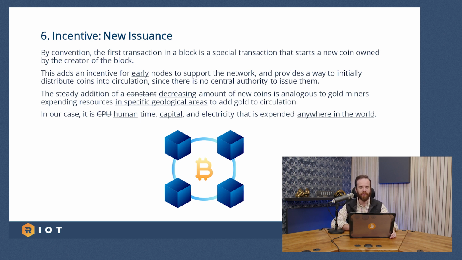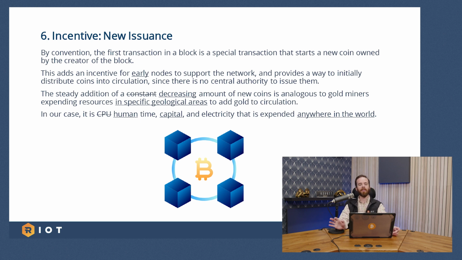So then he wrote, the steady addition of a constant amount of new coins. And so here, this ended up being different in the code. So he said constant amount, but it's really a decreasing amount of new coins that he should have written. But I don't know if Satoshi modified the code after writing the white paper or if he was just speaking a little bit loosely about how it works. In any case, a decreasing amount of new coins is analogous to gold miners expending resources, and I'll add here, in specific geological areas to add gold to circulation. In our case, it is, and so he put CPU time and electricity.